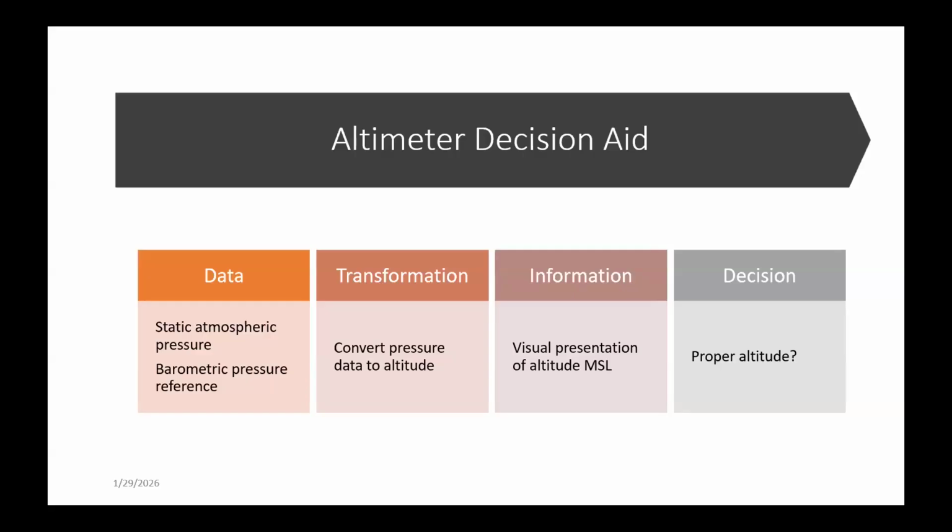So when we're using the instrument, we have static atmospheric pressure and then the barometric reference pressure, which is what we set with the Kollsman window. We convert that pressure data into altitude, and it's then presented to us with a visual representation of altitude MSL. And our decision is basically a problem, no problem kind of thing. Are we at the proper altitude?